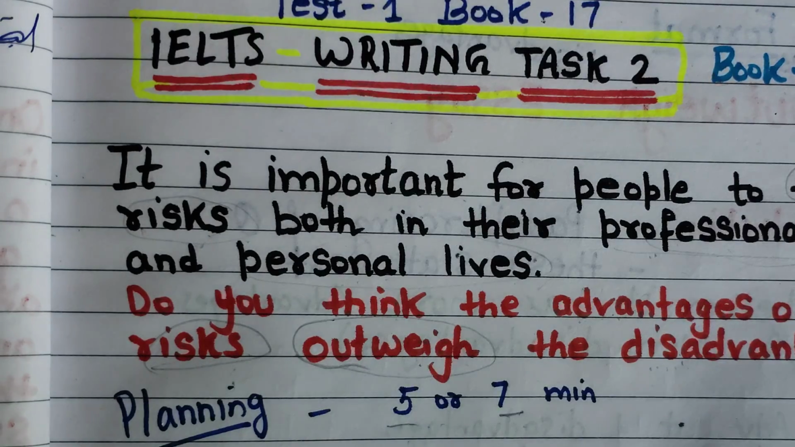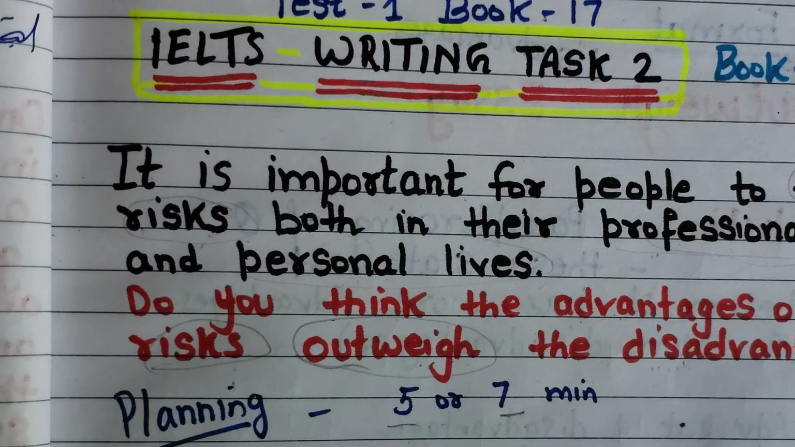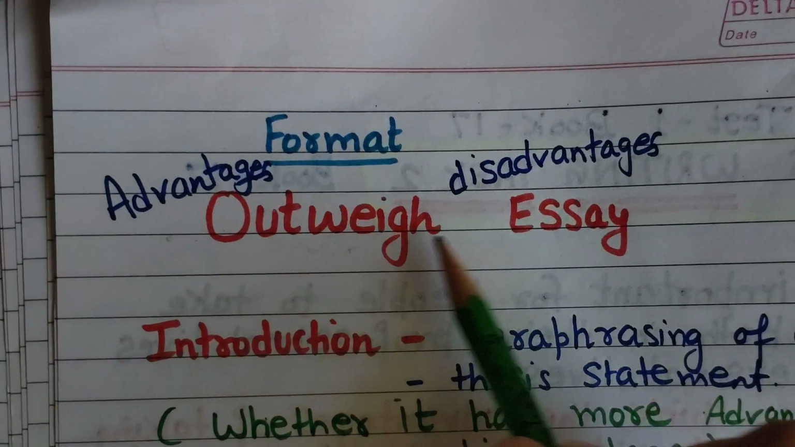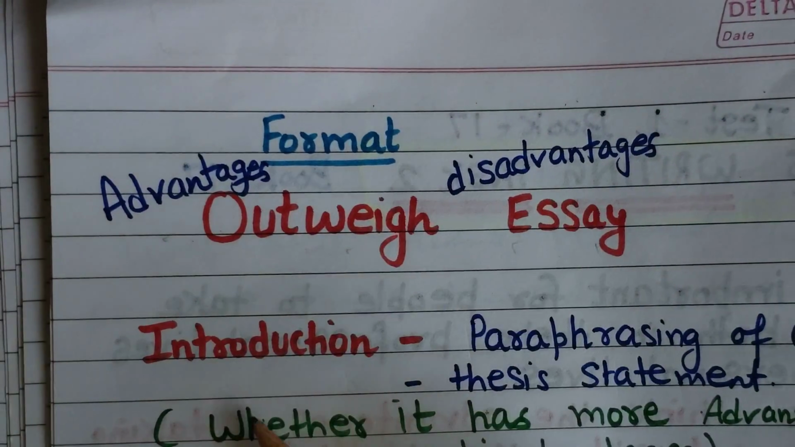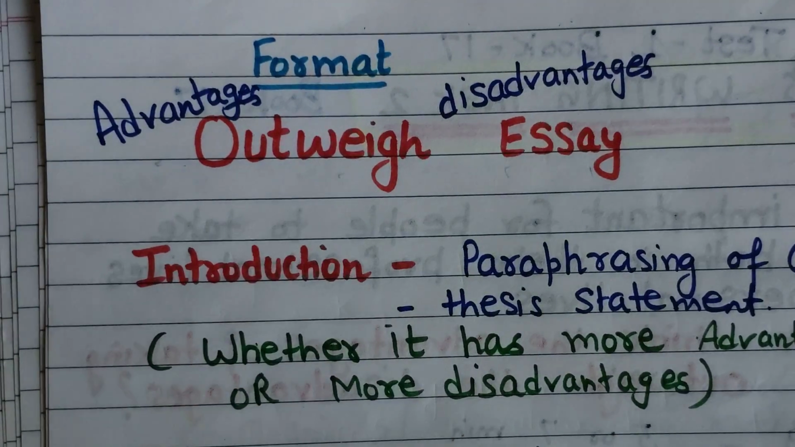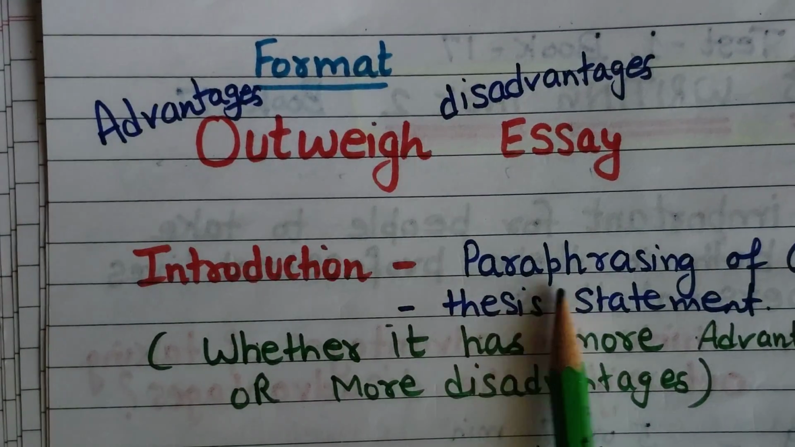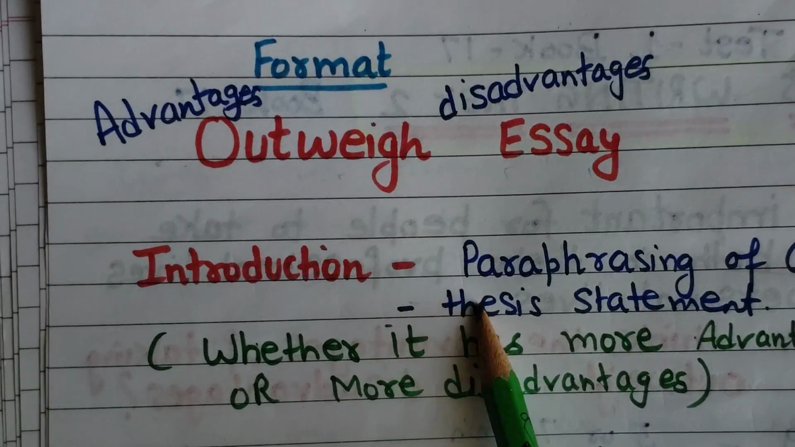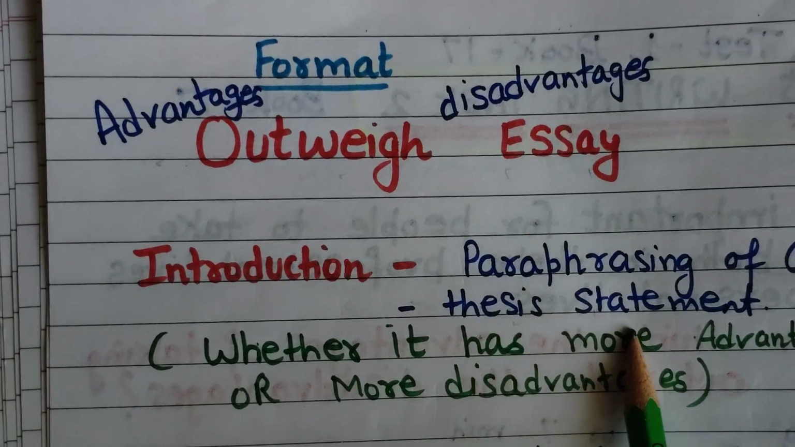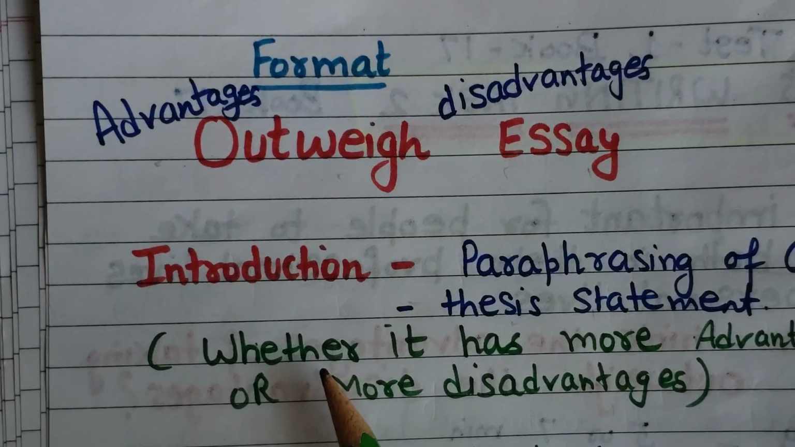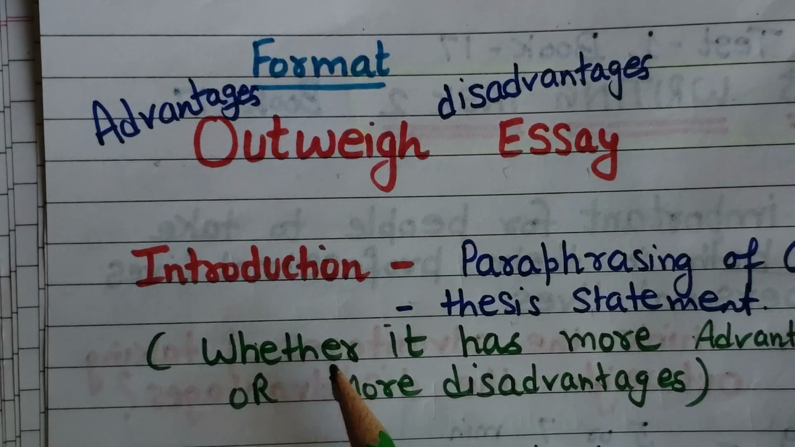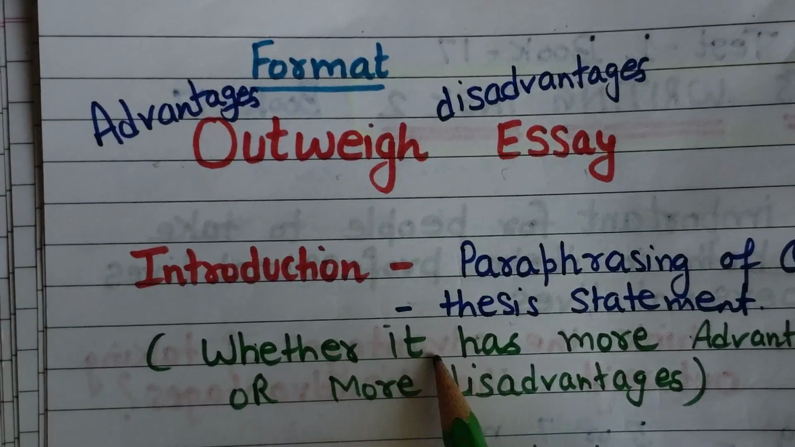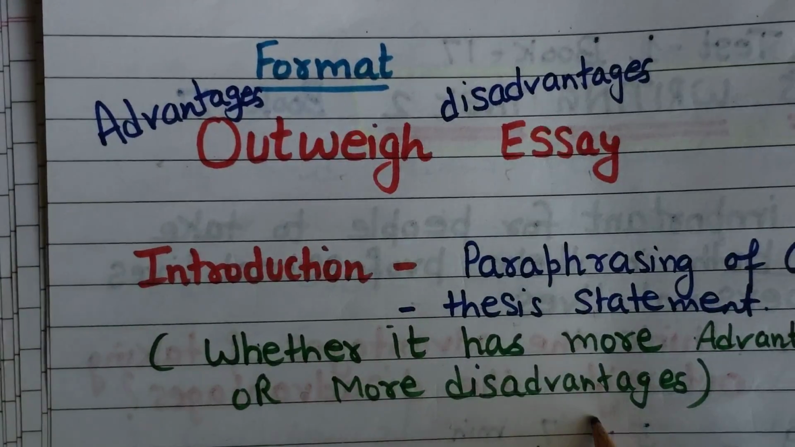Okay, let's move on to the format of the essay. Now, what is the format of this essay? Advantages outweigh disadvantages essay. First, as you know, introduction. In the introduction, what can we do? Paraphrasing of the question statement, and then the thesis statement. In the thesis statement, it is important to tell what kind of thinking you have about the statement, whether it has more advantages or more disadvantages.